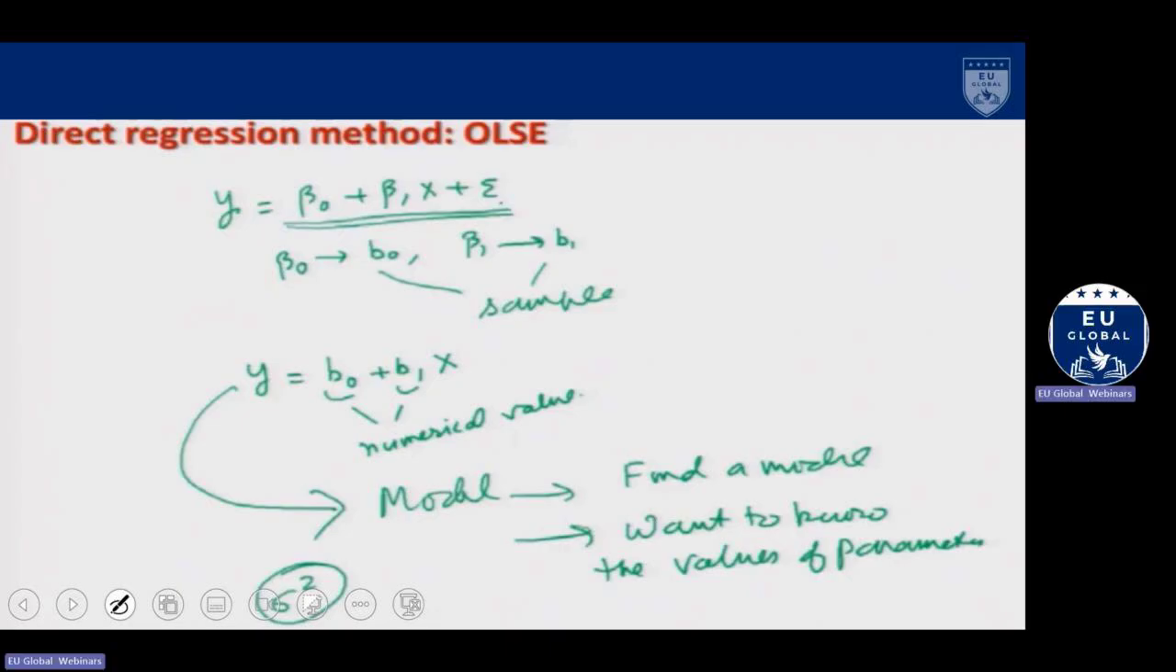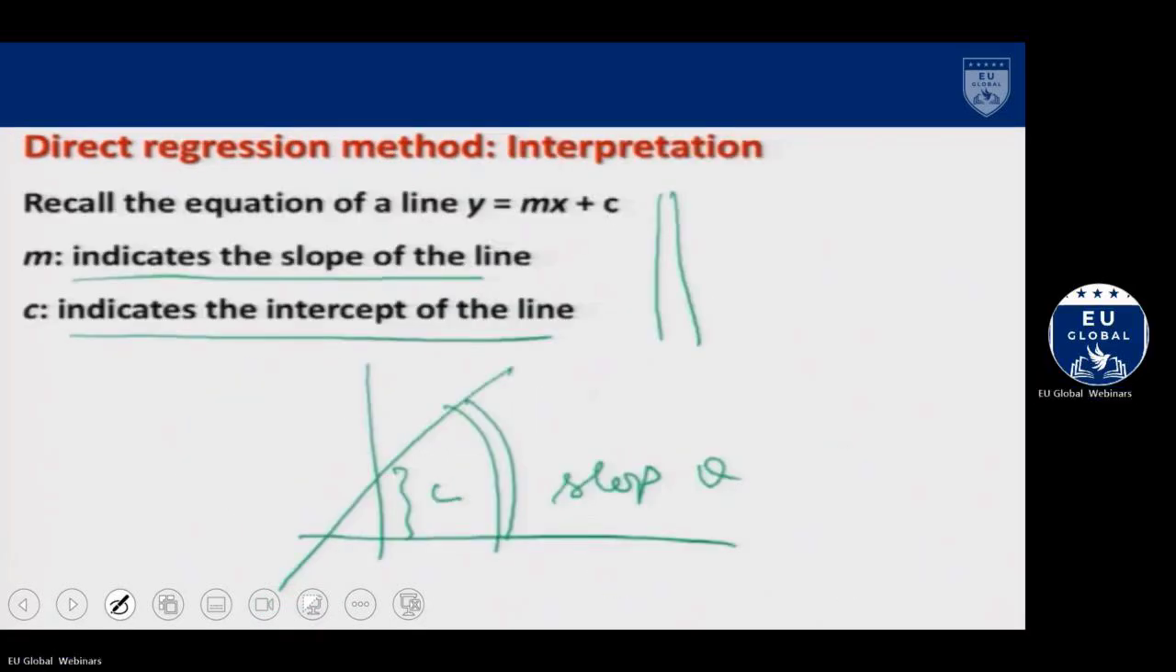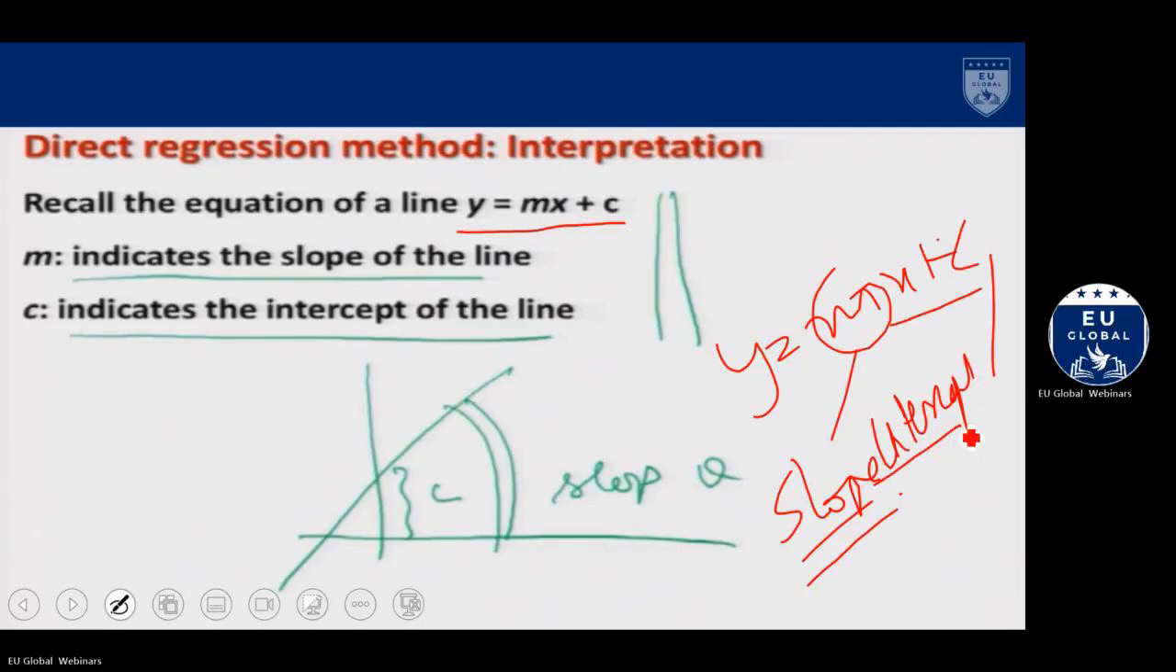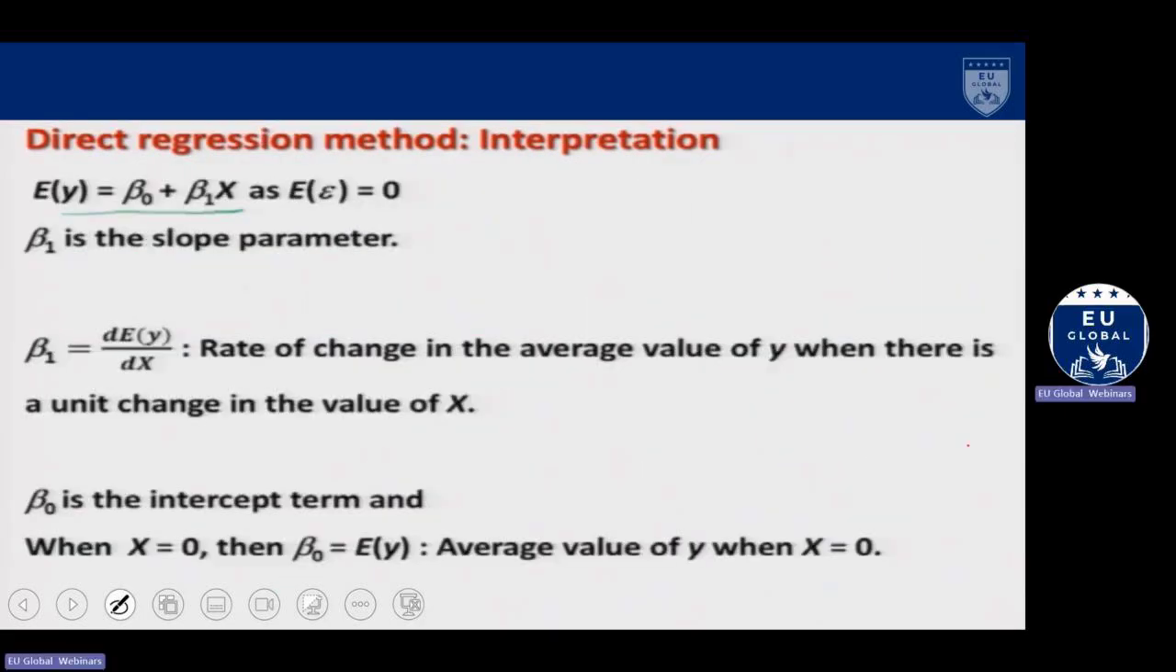So this y is equal to b naught plus beta 1 x plus epsilon. Beta naught represents b0 and beta 1 represents b1. So y is equal to b naught plus beta 1 x, that is b1 x. So here we have found the model. We basically have to know the value of the parameters, which are b naught and beta 1. So we have to know what is the equation of a straight line, which is y is equal to mx plus c, where m represents the slope and c represents the intercept. So E(y) is equal to b naught plus beta 1 x.